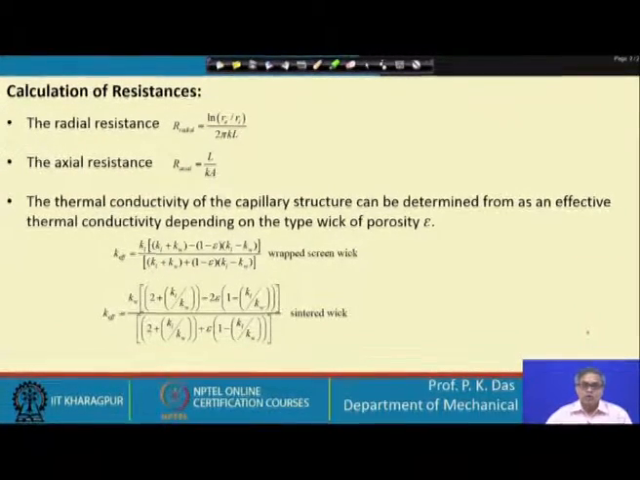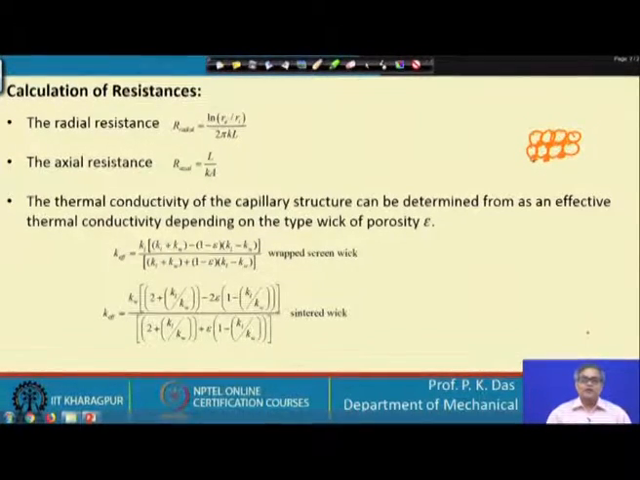structure, how does the wick structure look? See, the wick structure looks like this. Let us say these spheres are metallic ones, and in between we will have pores, which will be filled by liquid working fluid. So, you see it is a composite material, both liquid and solid.